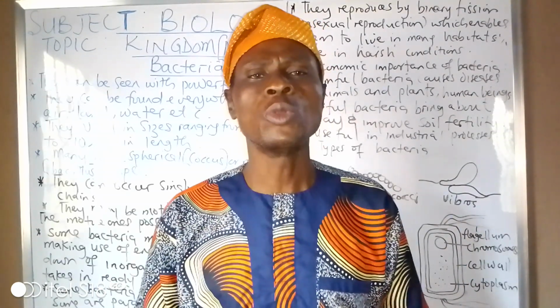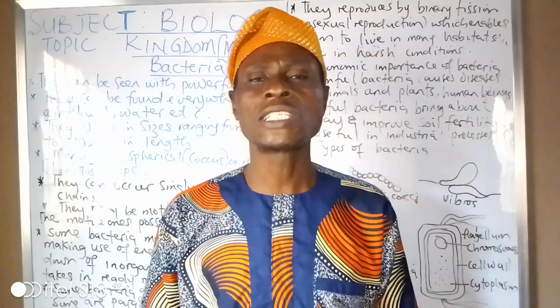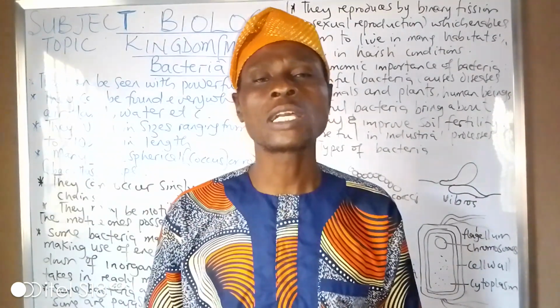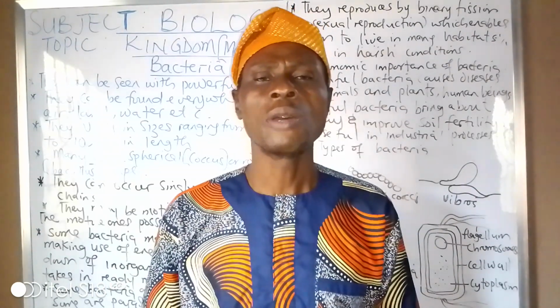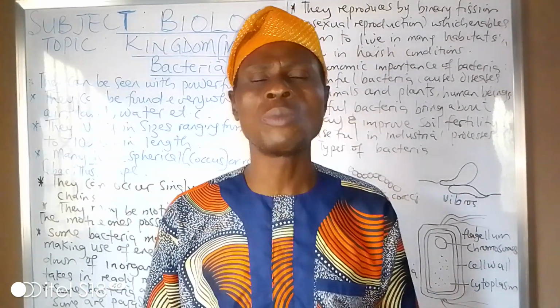Which subject are we looking at today and which topic? We are going to be looking at the subject biology. And what is the topic before us? We are going to be looking at kingdom Monera. In the last class, we talked about the classification of the kingdoms of organisms. We say we have about 5 kingdoms: kingdom Monera, kingdom Protista, kingdom Plantae, kingdom Animalia, and the rest. So in this edition, we are going to be looking at kingdom Monera.